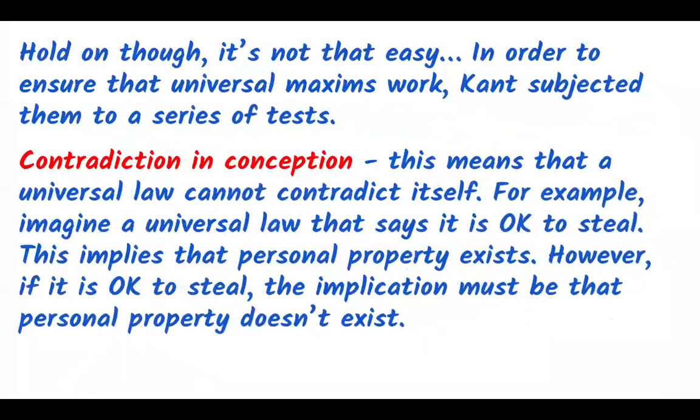That basically means that a universal law cannot contradict itself. For example, if we imagined a universal law that said it's okay to steal other people's stuff, this would imply that personal property exists, that you could actually steal someone else's stuff. However, if we say that it's universally okay to steal, then the implication must be that personal property doesn't actually exist. I can't claim that that car is mine if I'm quite happy to steal someone else's car and understand that someone might steal my car. It doesn't make any sense to suggest that it's mine, knowing that there's basically a free-for-all going on in terms of theft. So that's a contradiction in conception.